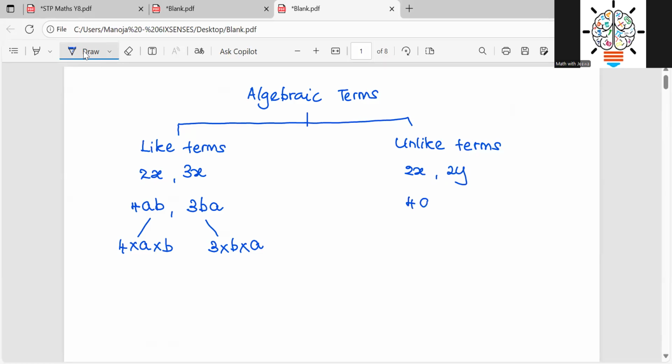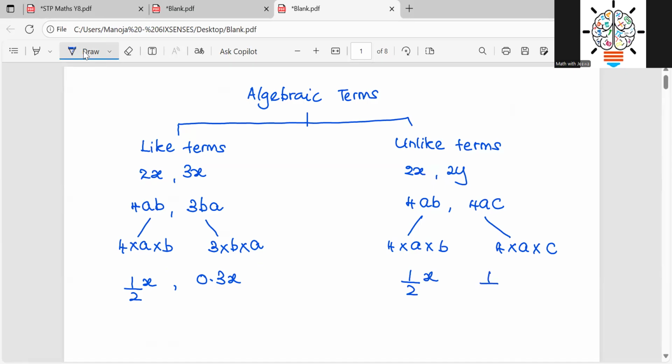But if you have, let's say, 4ab and 4ac, they are not like. Why? Here 4 is the same, a is the same, but the last letter is different: 4 times a times c. Let's say you have half x and 0.3x. Same. Maybe the fraction and decimal, it doesn't matter. We just look at the variable and see whether they are the same. Or else, let's say you have half x and half y. The same fraction, but they are different.